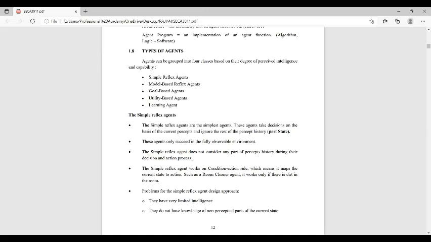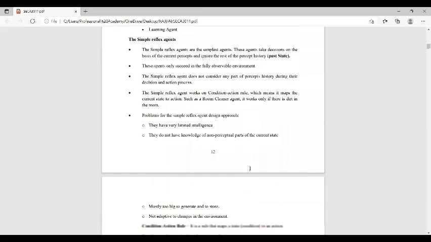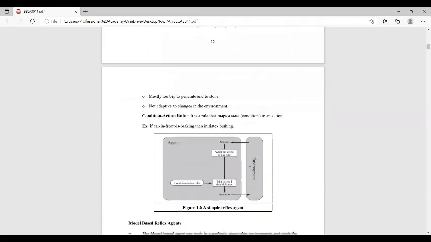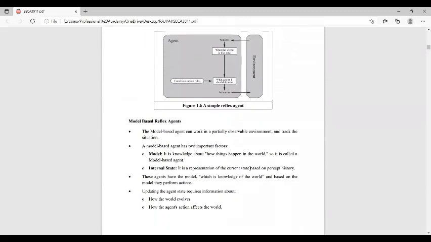Okay. Simple reflex agents work on condition-action rules, that is, if-then rules. So it will check the condition, and if the condition is okay, then it will take an action. So that is called a simple reflex agent. It gets an input and produces an output in an immediate way.